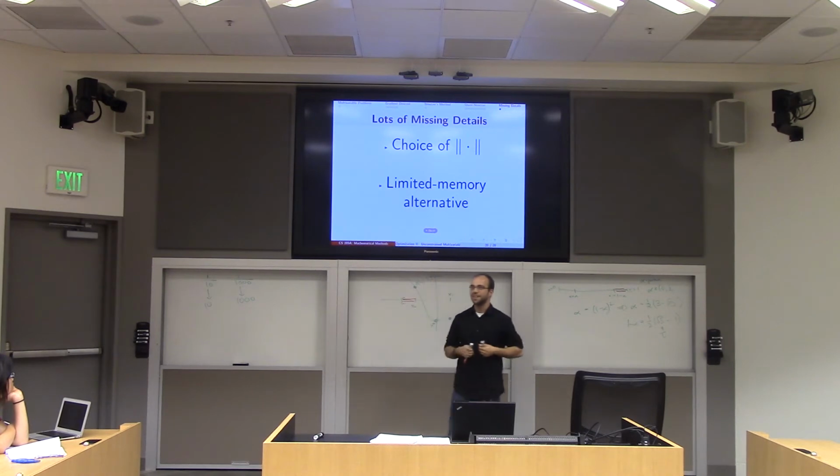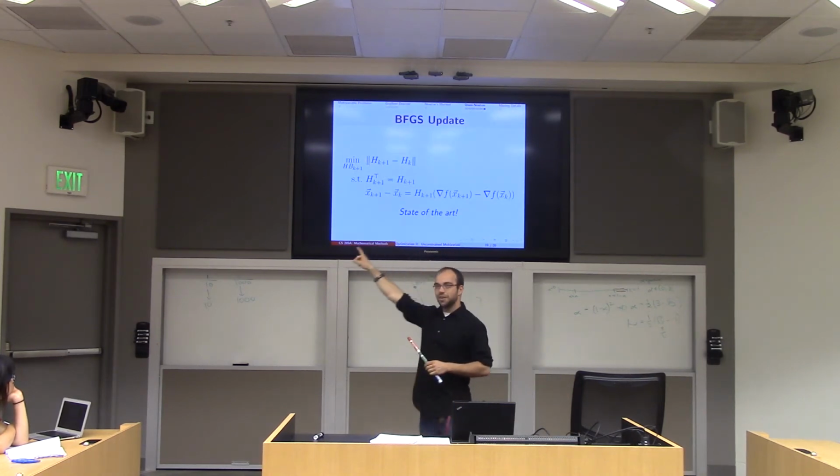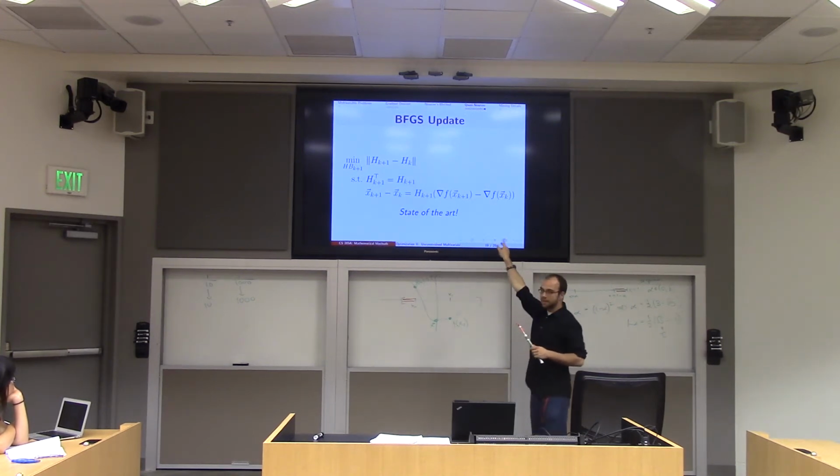Which is, first of all, I didn't put a subscript next to that norm. This norm, H sub k plus 1 minus H sub k. And it turns out that in order to derive BFGS, you need a very special choice of that norm in order to make this optimization tractable.